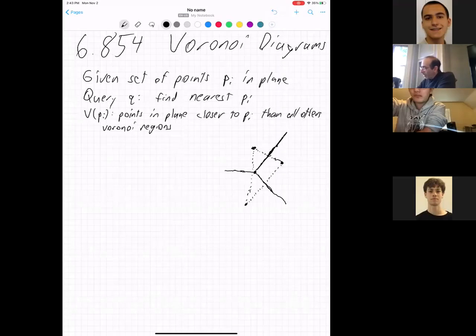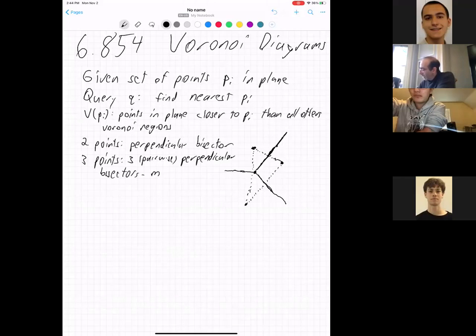And all right, so just filling in some words. If we have 2 points, then the shape of our Voronoi regions is defined by the perpendicular bisector. If we have 3 points, then we have 3 pairwise perpendicular bisectors. But what's interesting is that they meet at a so-called Voronoi point.